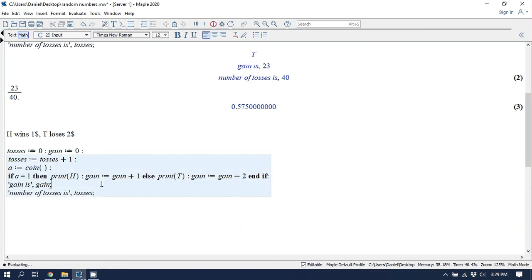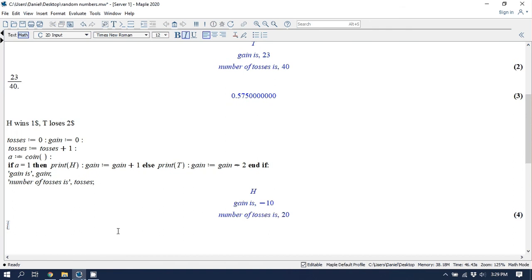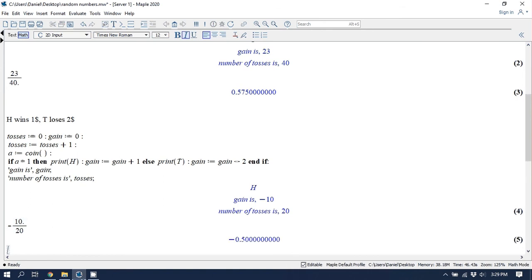The gain should be negative, obviously. And actually, that's kind of weird. In fact, I end up with precisely -1/2. So if you divide the gain by the number of tosses, you end up with -0.5, which is the exact expected value in this case.